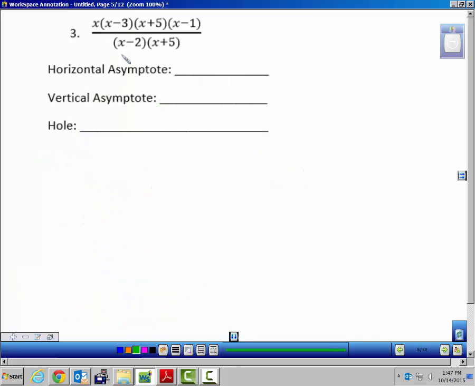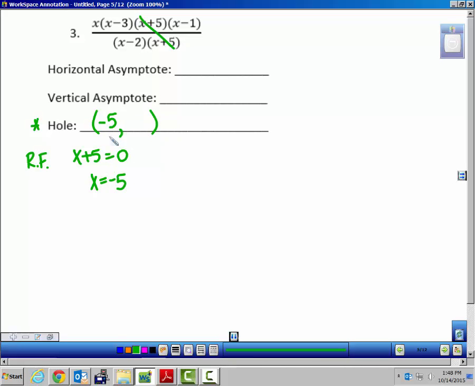Alright, same process here. Here something does cancel out. X plus 5 is a factor of both the numerator and denominator. So we do have a hole. To figure out where the hole is, you set the reducing factor equal to 0. So the reducing factor, that's what you canceled out. Solve and you get negative 5. Do not tell me the hole is x equals negative 5. The hole needs to be given as an ordered pair.